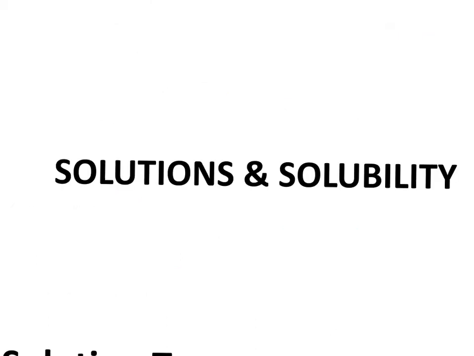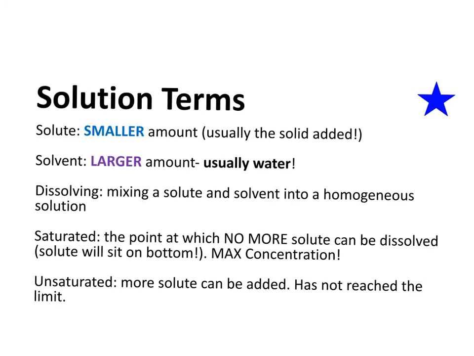Next, we're going to talk about solutions and solubility. These are the terms that you want to know with solutions, where my solute is my smaller amount, and that's usually my solid. So an example of this could be salt. My solvent is always my larger, and an example of this is water. And 9 times out of 10, it's going to be water when I ask you.